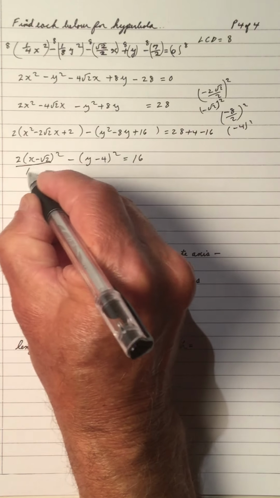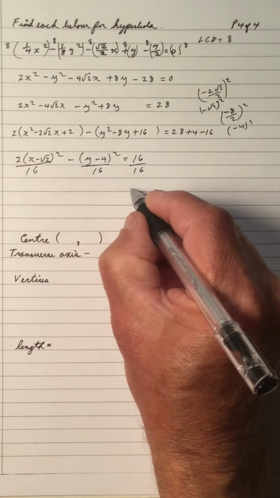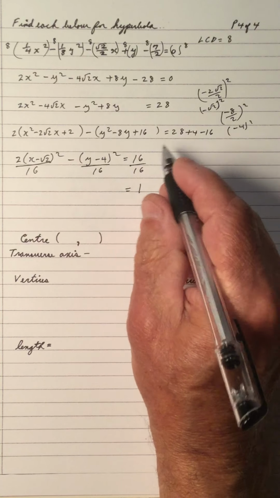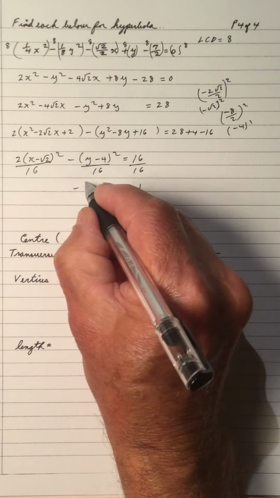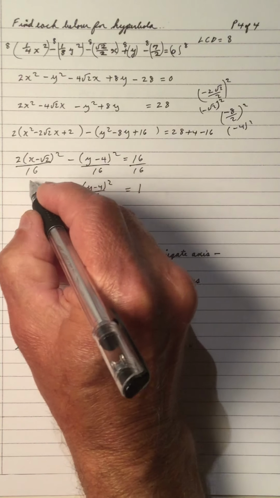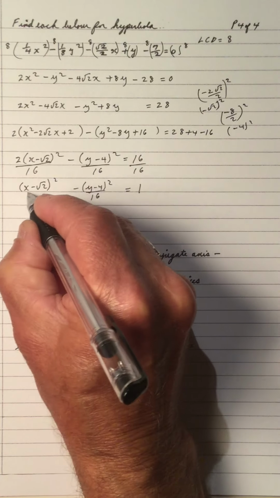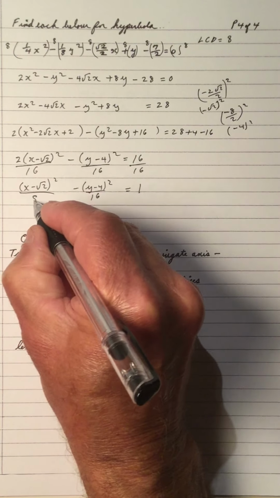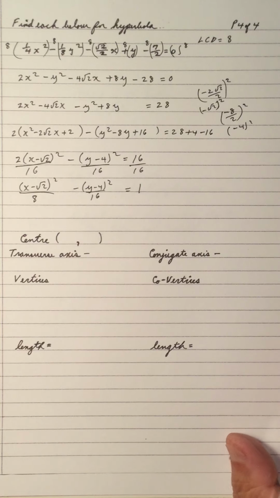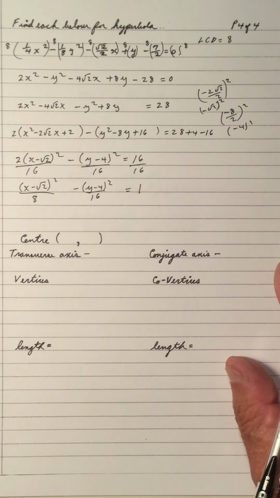Now I divide all parts of the equation by 16. This gives me transformational form. This is a 1. This is a y minus 4 squared over 16. And this gives me x minus root 2 squared. 2 divided into 16 is 8. So now we have the transformational form. When we have the transformational form, then find all the information.